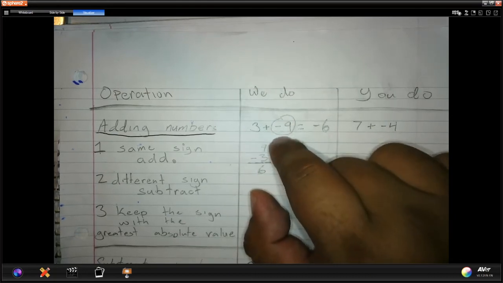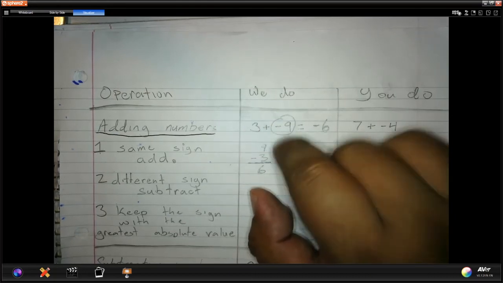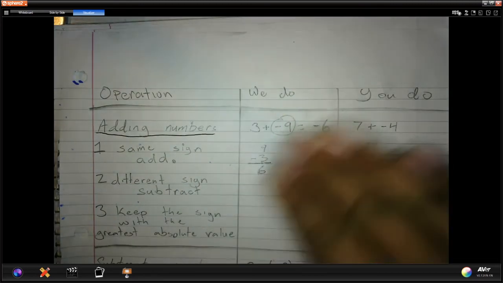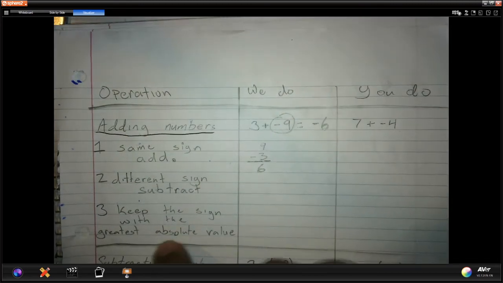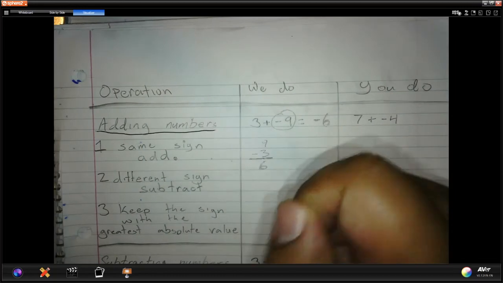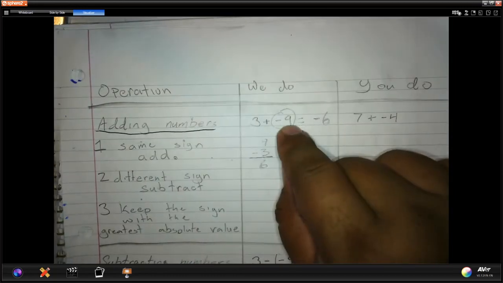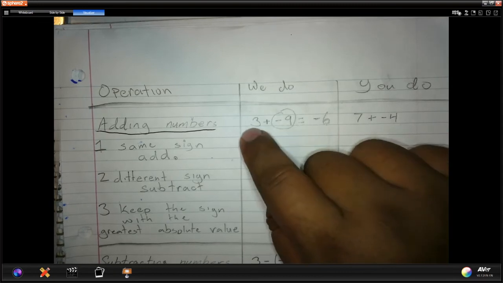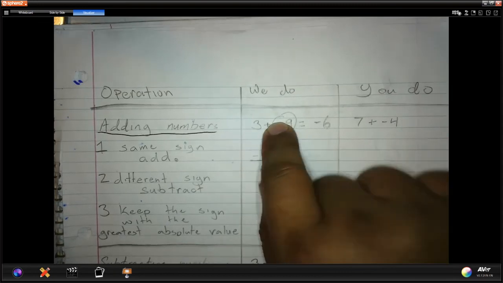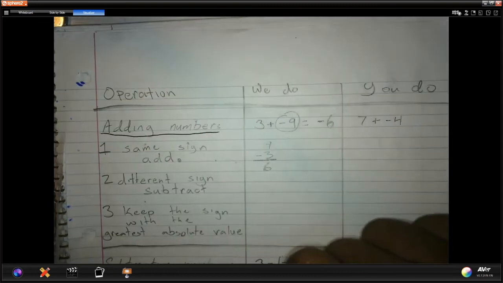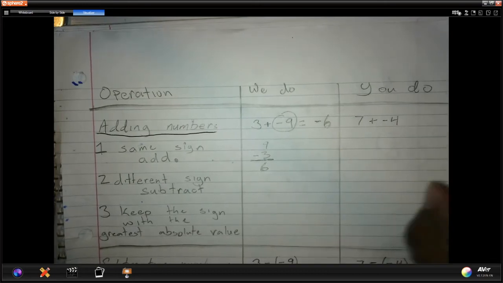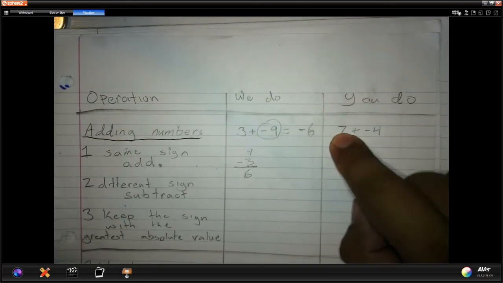So that's why I always want to circle the bigger one, the one that has the greater absolute value. When I say bigger, I'm talking about greatest absolute value. I'm not saying which one actually is bigger, because a positive number is bigger than a negative. So I'm just looking at the numbers, the 9, the 3. I'm going to ignore that negative for now whenever I'm doing addition. All right, so now I want you to try doing 7 plus a negative 4.